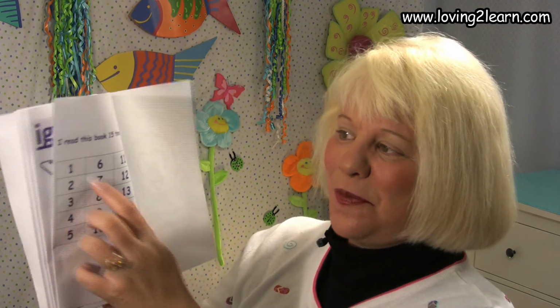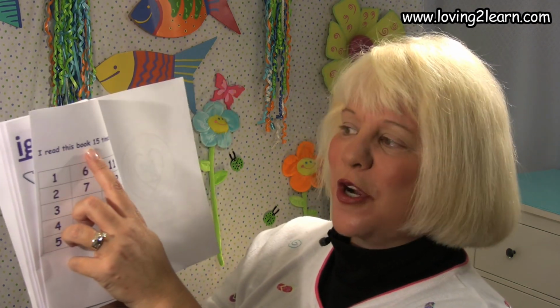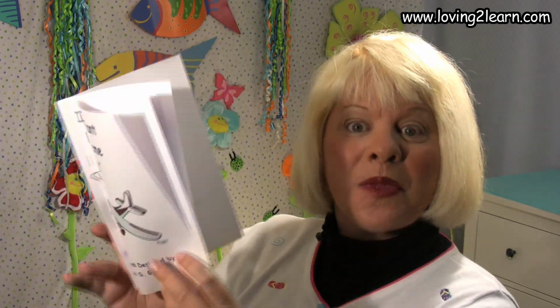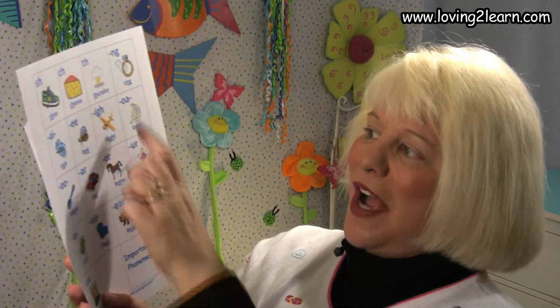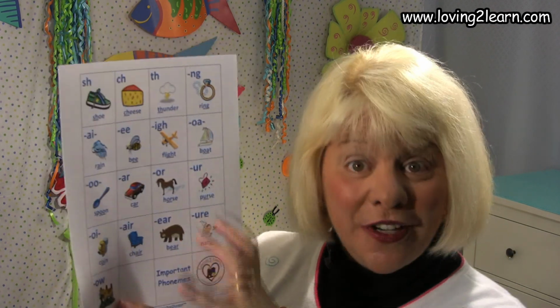We turn to the last page and it reads, I read this book 15 times. So read this book by yourself, to anybody in your house, cross out the numbers. When you've read it 15 times, get out your important phoneme chart, cross out the IGH, read all of the phoneme books, and when you're done, take the checkup. This will make sure that you know all the sounds to all the important phonemes.